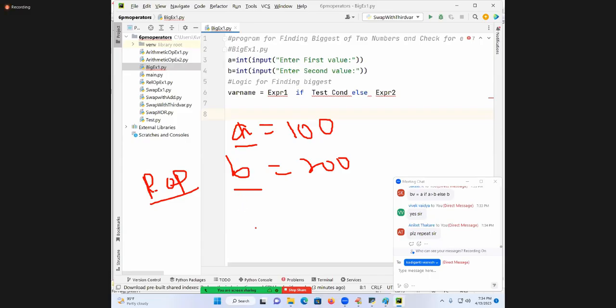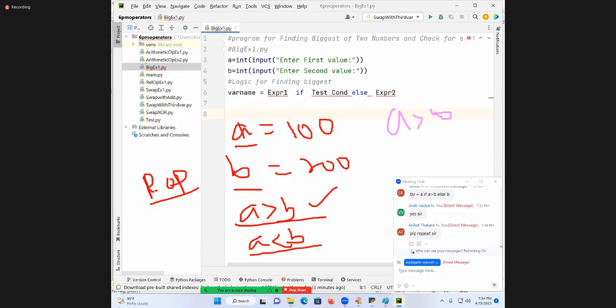How do you compare? Do you want to use A greater than B, or A less than B? A less than B can also be used. Tell me what you want to use. A greater than B. Okay.